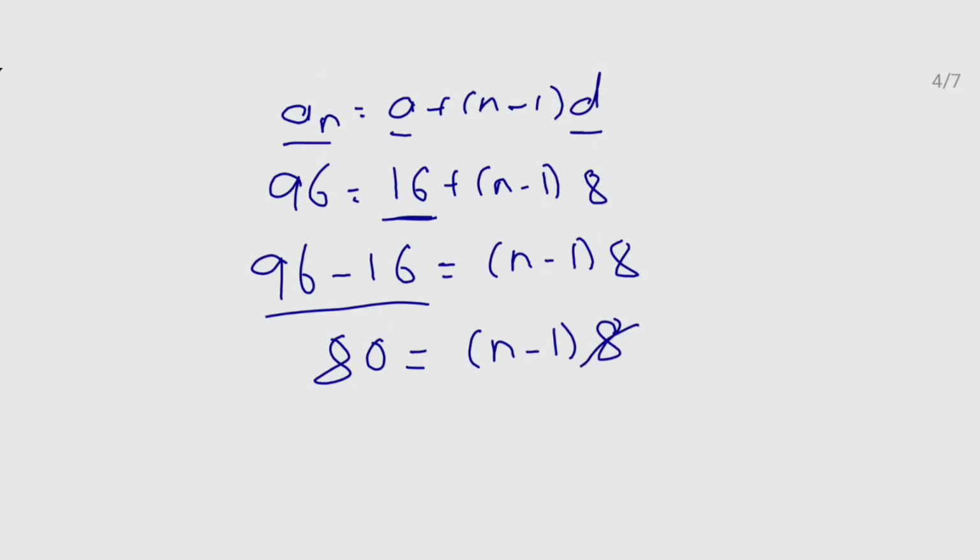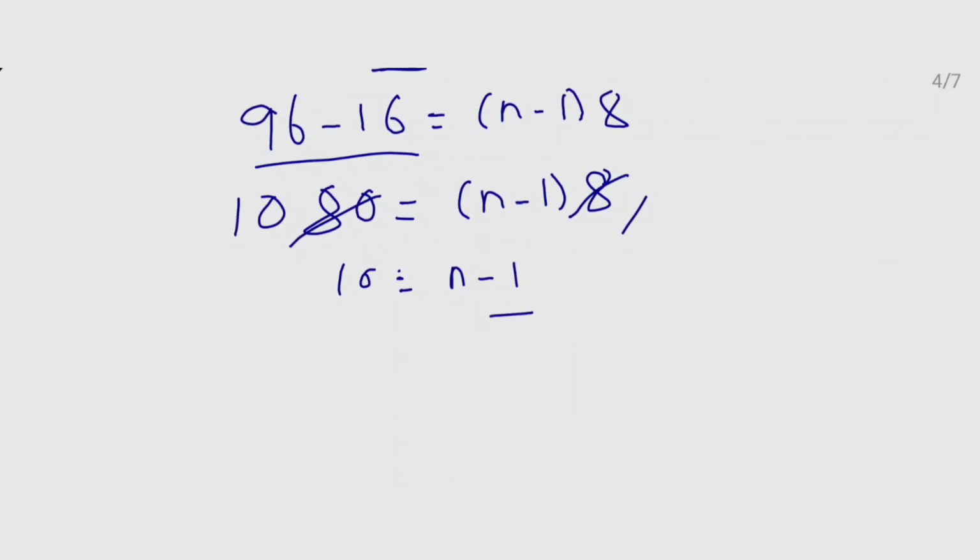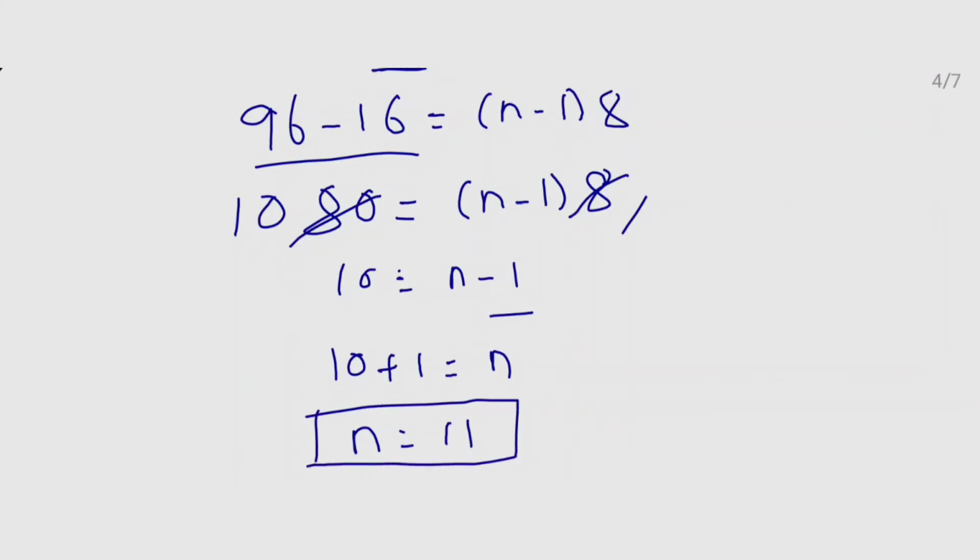And now here 8 ones are 8, 8 tens are 80. So here 10 equals n minus 1. And now this minus 1 comes to the LHS side, it becomes a plus 1. So here 10 plus 1 equals n. So n equals 10 plus 1, which is 11. So here n is 11.